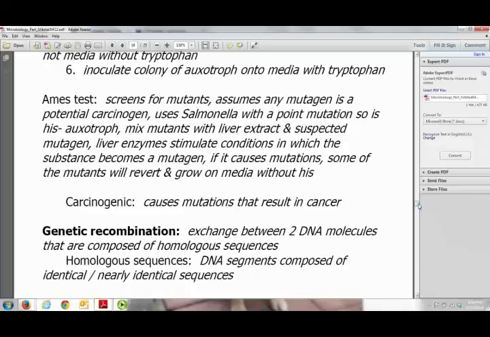These mutants are mixed with liver extract and the suspected mutagen. The reason for using the liver extract is the liver enzymes are thought to stimulate conditions in which the substance would become a mutagen. So a lot of substances in the human body are going to be detoxified in the liver, and it's trying to mimic that situation. If it causes mutations, some of the mutants will revert back and grow on media without histidine. So a carcinogenic substance is a substance that causes mutations that end up resulting in cancer.